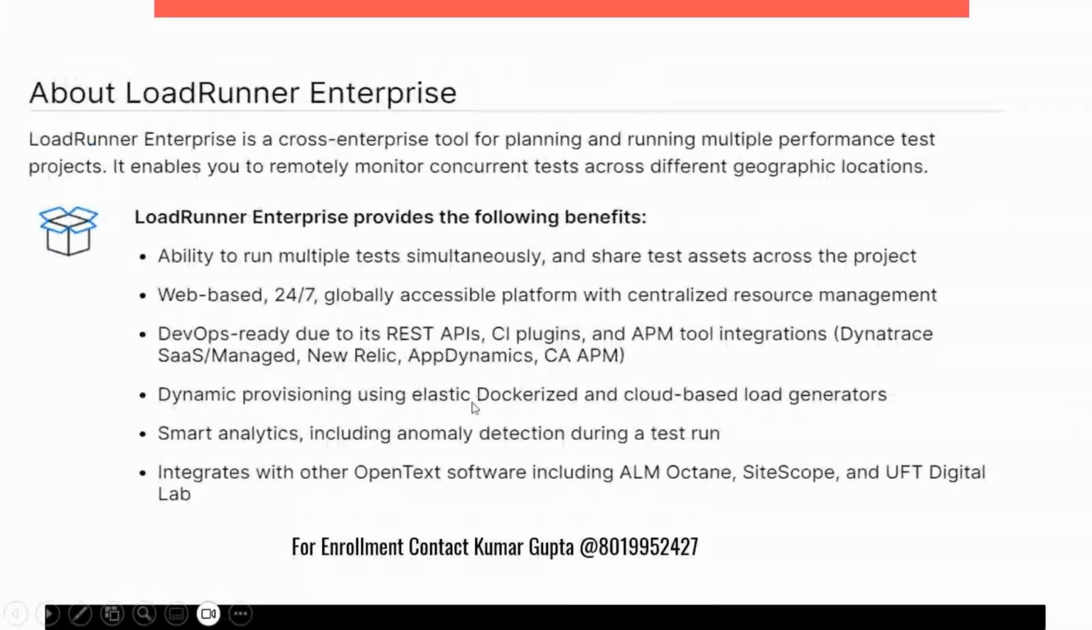Dynamic provisioning using cloud-based load generators and elastic Docker-based load generators. In the case of LoadRunner Professional, you have to have a VM machine available with you all the time. But in the case of LoadRunner Enterprise, you get the LoadRunner host machine or LG machine installed on AWS or Azure. Once you feel this is your performance testing season, consider that in a month, in one week everyone will do performance testing, or the first 15 days. In the other 15 days, only a few projects will be doing performance testing.